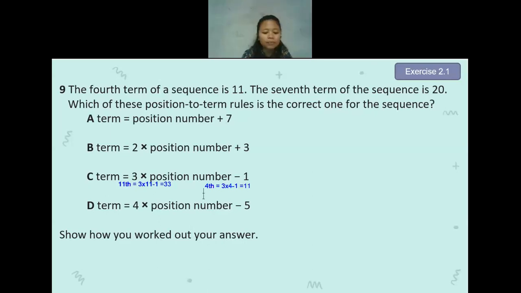Okay, now for the seventh term. How many will it be for the seventh term? 21 minus 1, 20. Yeah, 3 times 7 minus 1, which equals 20, correct. So the answer is 3 times 7, not 2 times 7. Sorry, so many typos. It's supposed to be 3 times 7 minus 1, which equals 20. Is it correct now, the typing? Okay, then which one is the answer? The answer is the letter C.